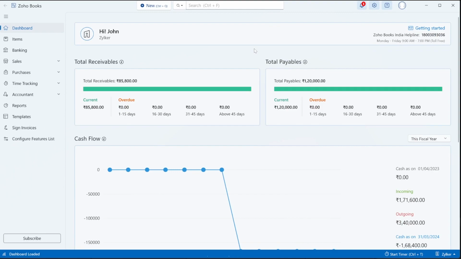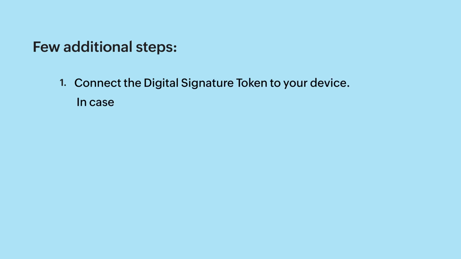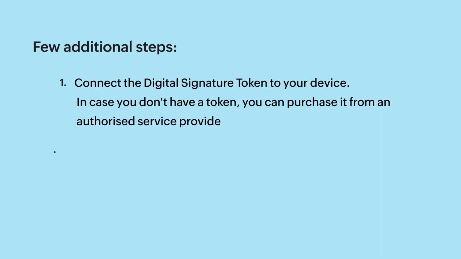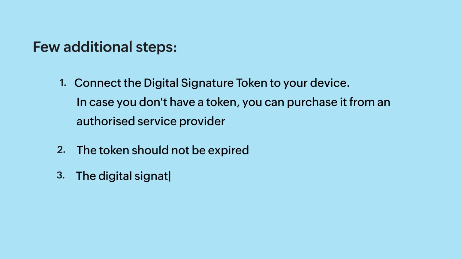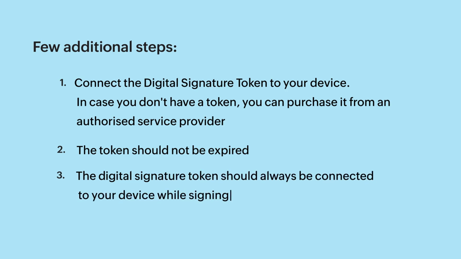After enabling digital signature, you need to complete a few additional steps to ensure a smooth and hassle-free signing. Number 1. Connect the digital signature token to your device. In case you don't have a token, you can purchase it from an authorized service provider. 2. The token should not be expired. 3. The digital signature token should always be connected to your device while signing.